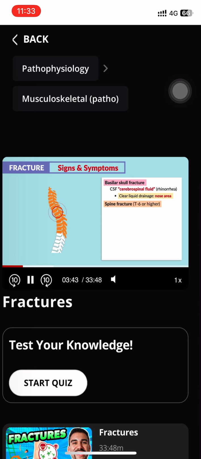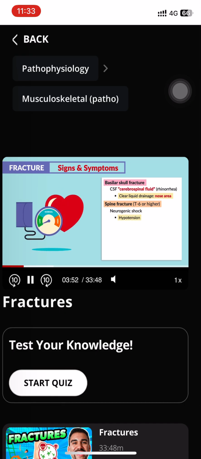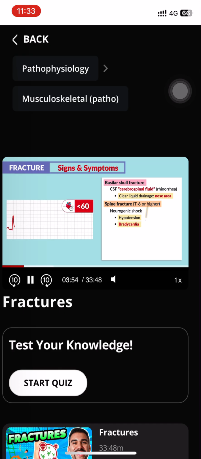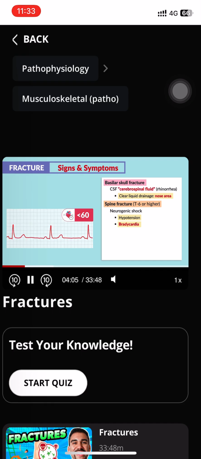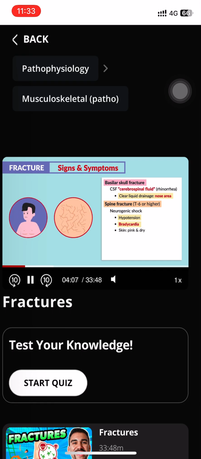Now for a spinal fracture that is T6 or higher, we want to make sure to monitor for neurogenic shock. Look for hypotension with any type of shock, as well as bradycardia. Write that one down. Because typical for shock, we'll see tachycardia, but not for neurogenic shock. Bradycardia is the biggest indication for a spinal fracture, as well as skin that is pink and dry.